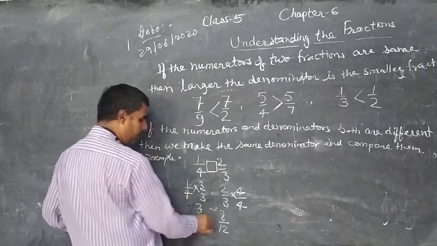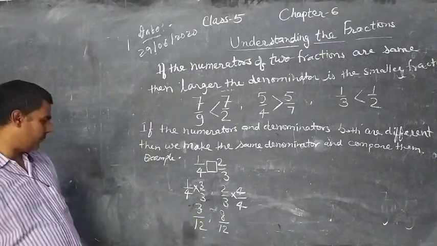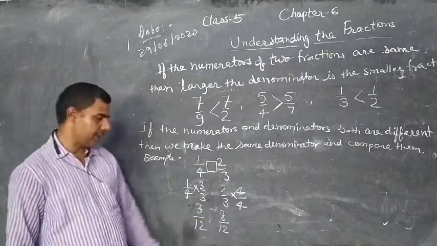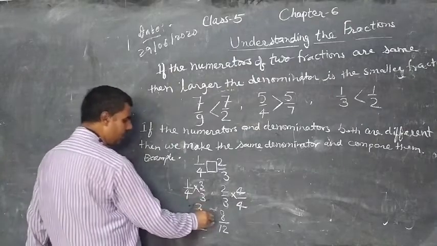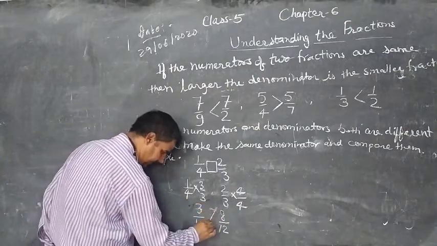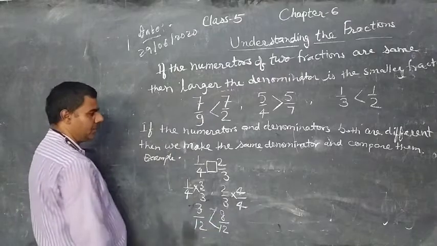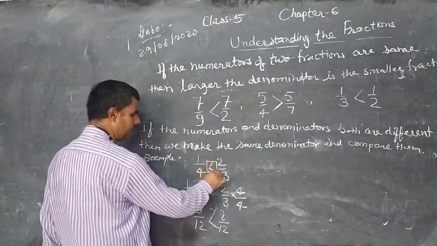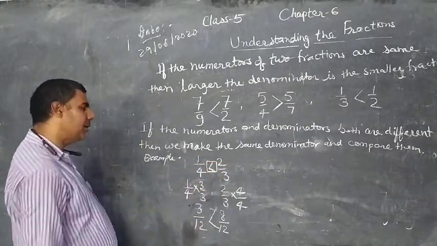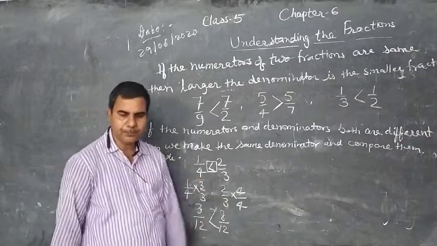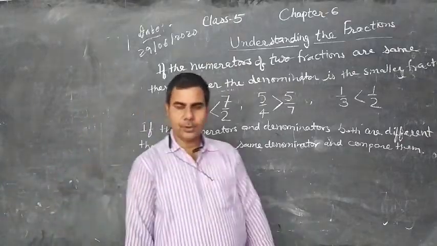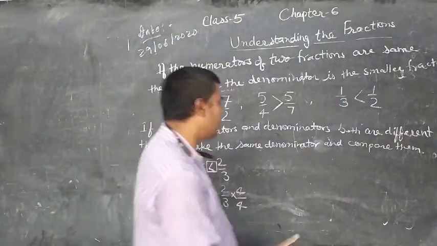Now you can follow the first rule. If the denominators are equal, then larger numerator will be larger fraction. So 2/3 is larger. Okay.